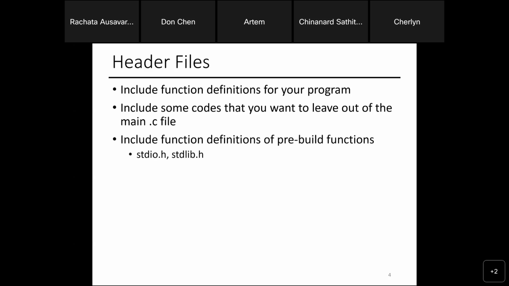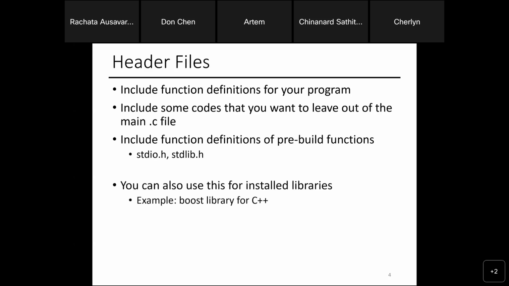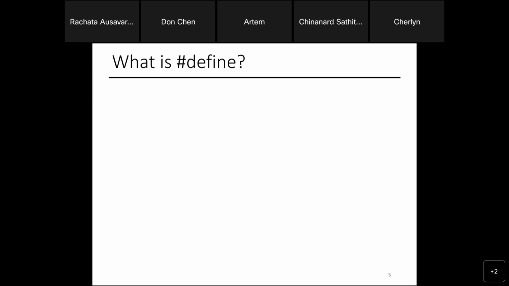It also has pre-built functions like stdio.h or the standard library stdlib.h. These are pre-built for you when you download build-essential, when you install GCC. This comes as a part of that. You can also include installed libraries. Let's say you install more things, fancier C++ or C libraries, on your computer, then you can include those. Then the pound define, we call this the macro.